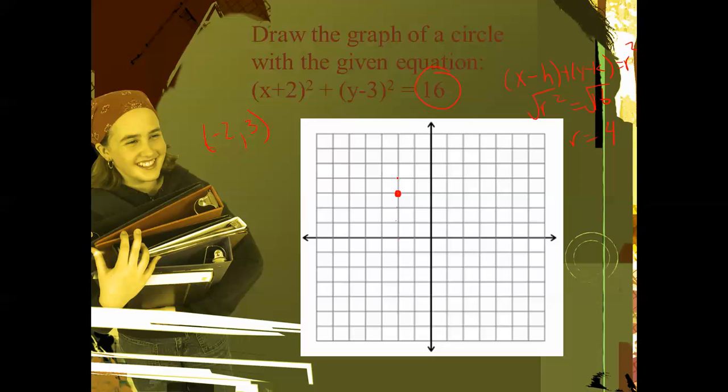So we can go up 4: 1, 2, 3, 4. That would be one part of the circle. Then we can go over 4, then down 4, and then to the left 4. If you notice, these 4 points on the outside are what make your circle. So you would just connect your dots, and you would have your circle.